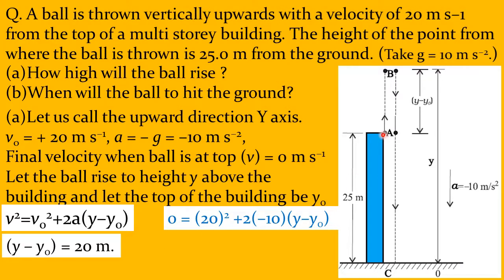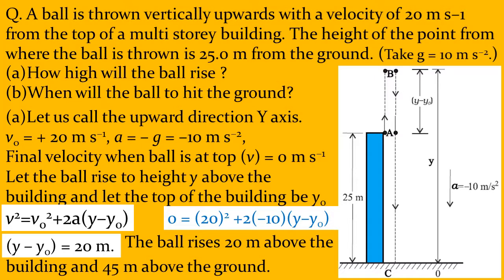So from the top of the building to the topmost position of the ball is 20 meters. The ball rises 20 meters above the building. So if the building is 25 meters above the ground, I can say the ball rises 45 meters above the ground.